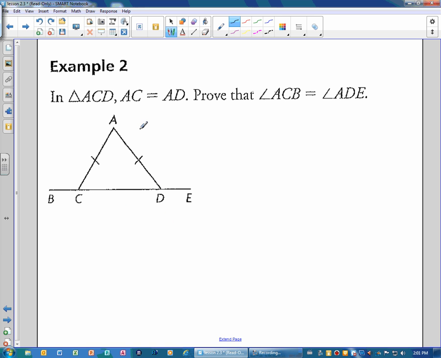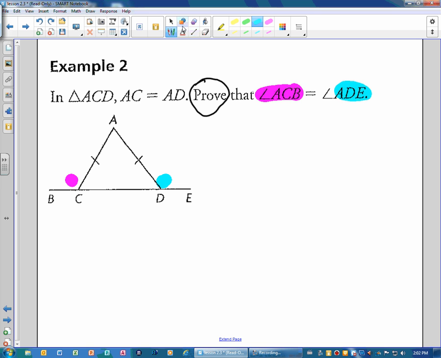So example number 2 is a little harder because we have to prove. It's not asking you to calculate an angle measure, it's asking you to prove something. And here it's asking you to prove that angle ACB is equal to angle ADE. And lots of times when you're doing proofs, I find it helpful to label it, to highlight it so that I can see what I'm doing. It's asking to prove that angle ACB, right here, is equal to angle ADE. It's asking you to prove that the purple is the same as the blue, okay?